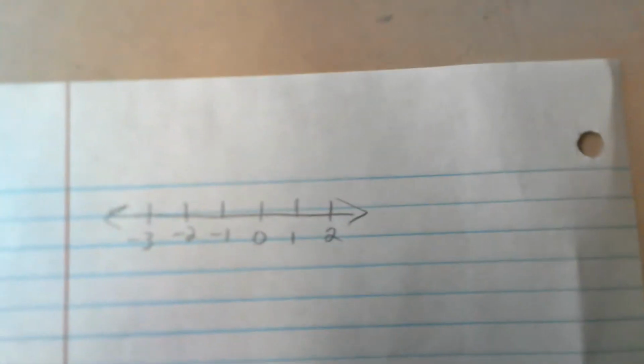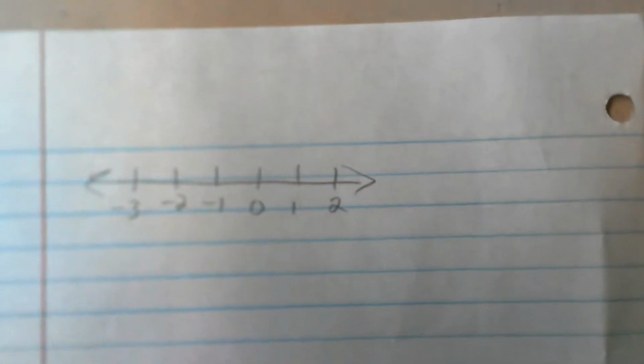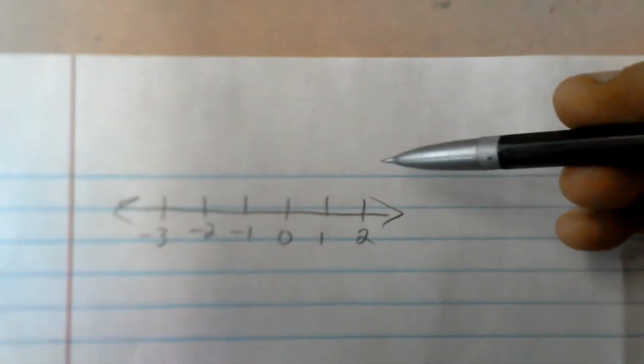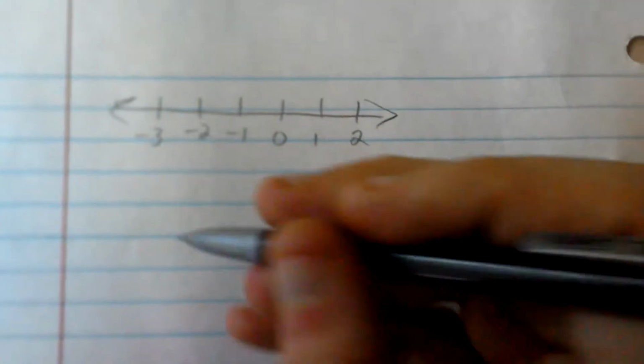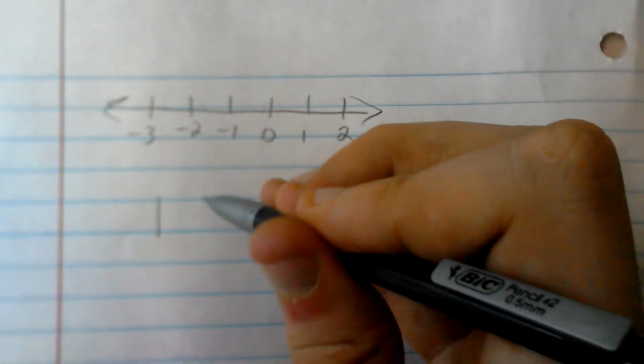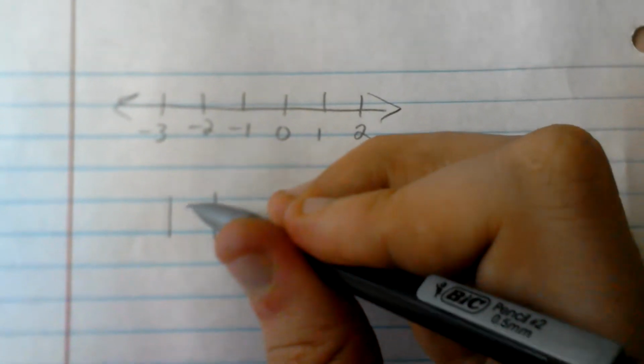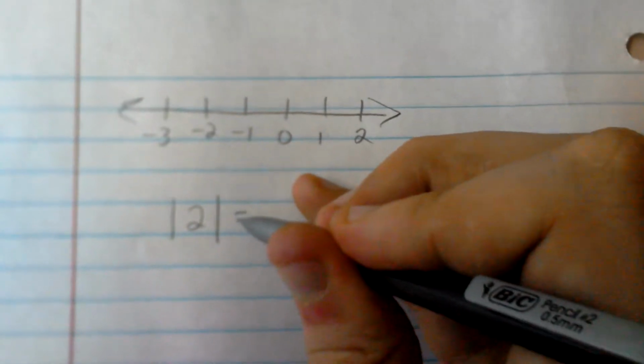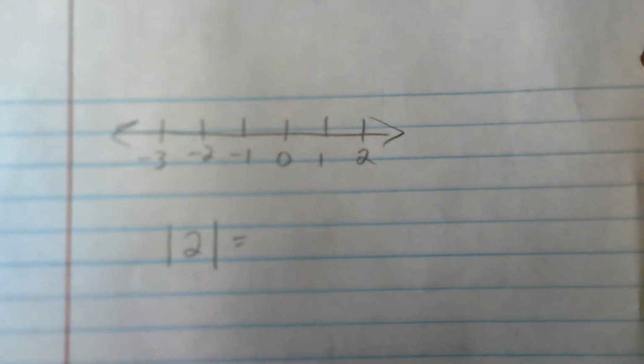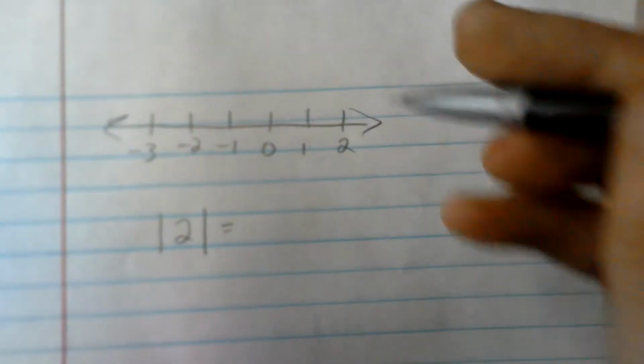Now, absolute value is probably one of the easiest things that we are going to learn in math this year, okay? The symbol for absolute value is just 2 lines, okay? So the absolute value, let's start with an easy one, the absolute value of 2. What this means is I want to find out how far the number 2 is away from 0.